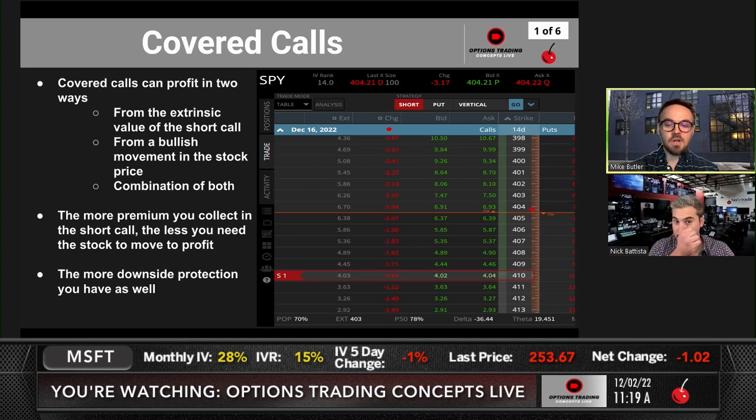It could also be from a bullish movement in the stock price, specifically for a covered call, in which case, yes, your short call in isolation might be showing an extrinsic value loss, but your shares are going to offset that because your 100 shares, that 100 delta, is always going to be a greater delta than your short call's short delta. Unless of course your short call's in the money at 100 short deltas, and then your 100 long shares are completely offset. But for the most part, your short call is always going to have a lower short delta than your 100 shares will have.